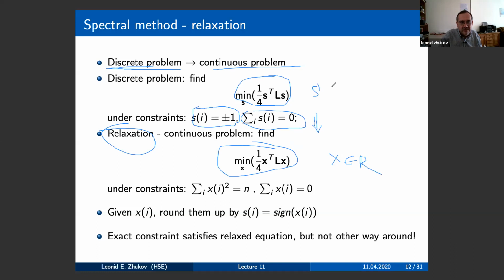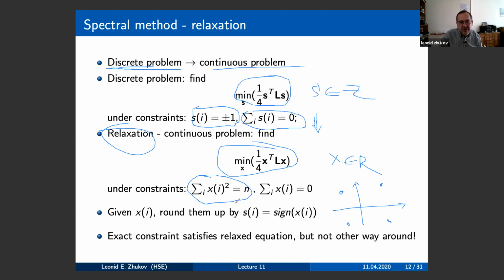Here s is an integer. Here x is a real number. And we're going to change constraints a little bit. Instead of making each of these s's plus 1 or minus 1, we'll force the sum of xi squares to be equal to n. So if, for example, we had only 2 labels, then the possible combinations of the labels for 2 nodes would be 1, 1; 1, minus 1; minus 1, 1; and minus 1, minus 1, right?